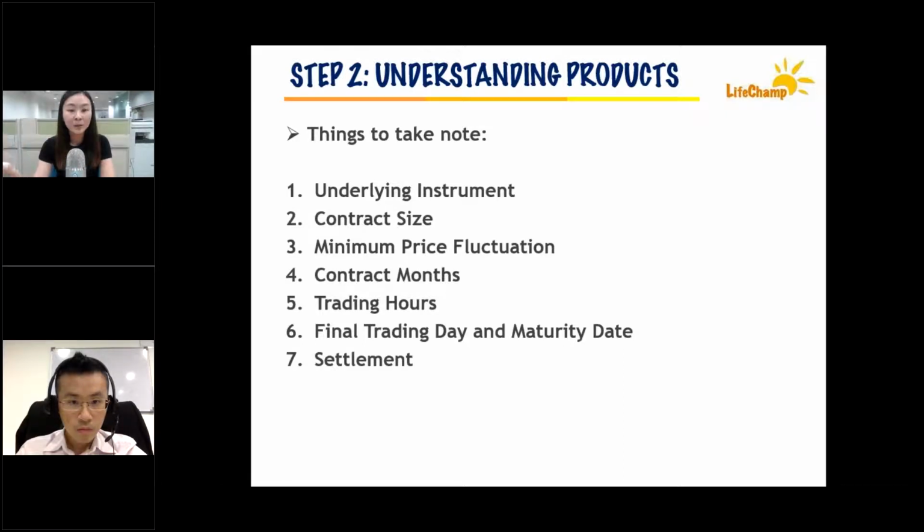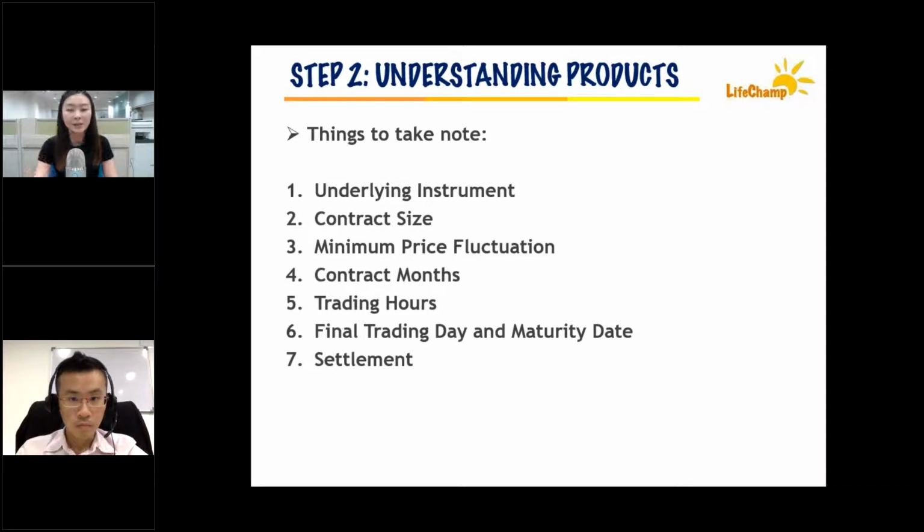And then the minimum price fluctuations, means minimum tick size we call. And then the contract months means which month we can trade for. Like how many months we can trade. And then trading hours, of course. Final trading day and maturity date. This is very important. The expire date of each contract.